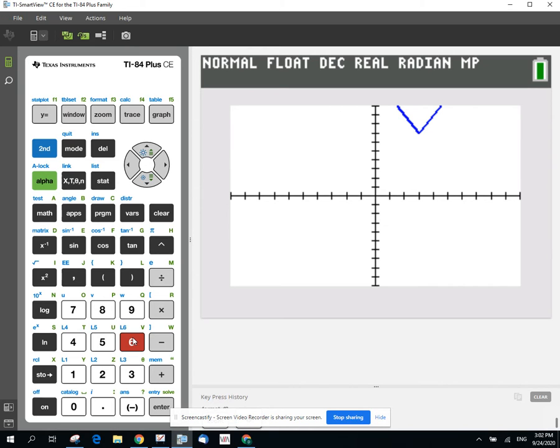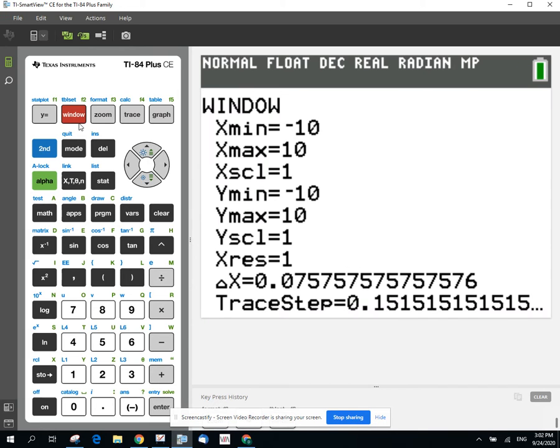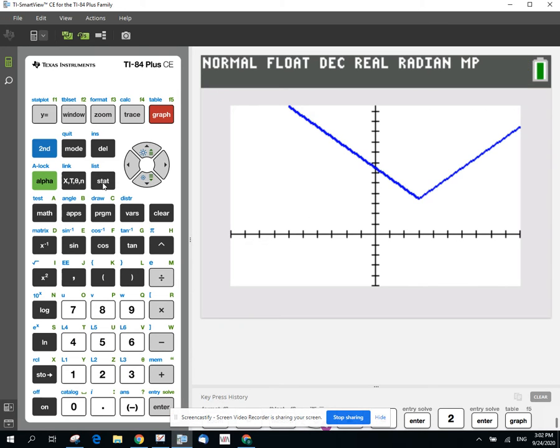The standard window pairs nicely with the graph paper that I use, which is on the same window if you go by ones. And this is what you see. Now, I'm not crazy about that as it turns out, so I am going to go to the window and adjust so that I can see more of it by adjusting my Y max. Let's go up to 25, and we'll go on the Y scale by 2s instead of 1s. That looks a lot better, right?